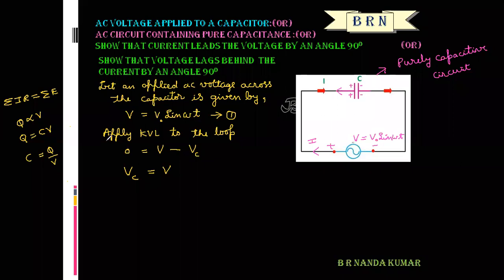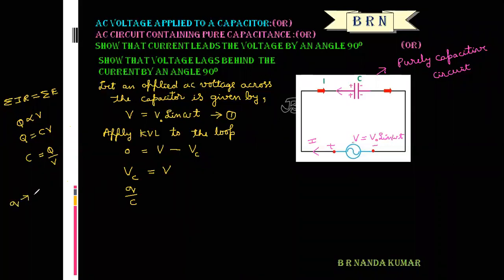What is the meaning of capacity of a capacitor? It is the measure of the ability of the capacitor to store electric charge, or the ratio of the electric charge on any one of the plates of the capacitor to the potential difference between the two plates. So Vc is equal to V, and Vc is actually q by C.